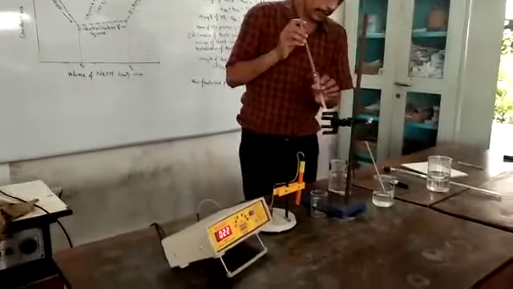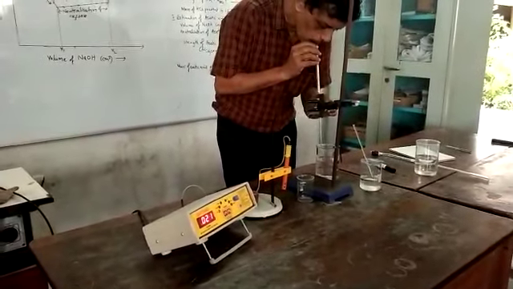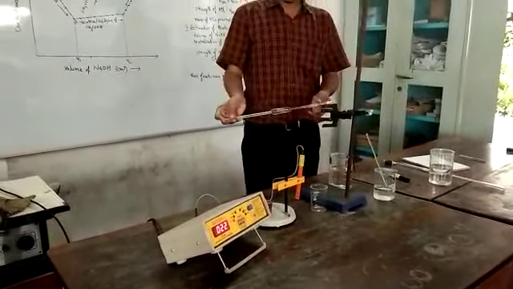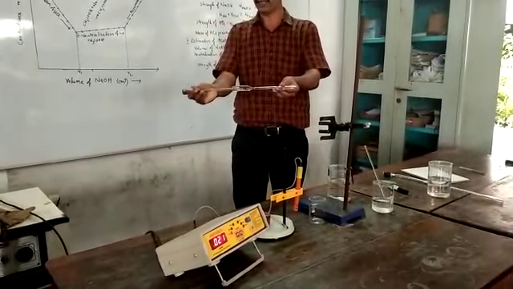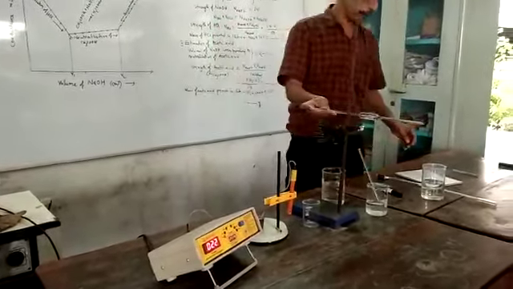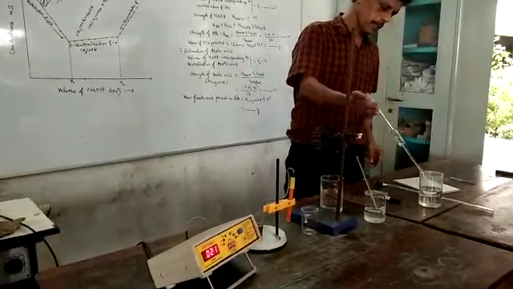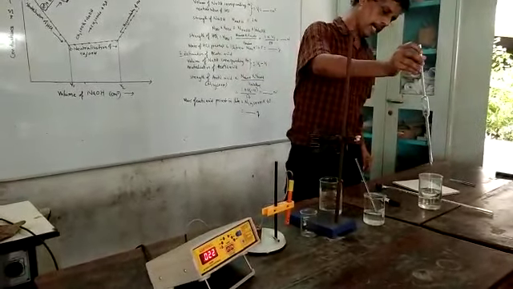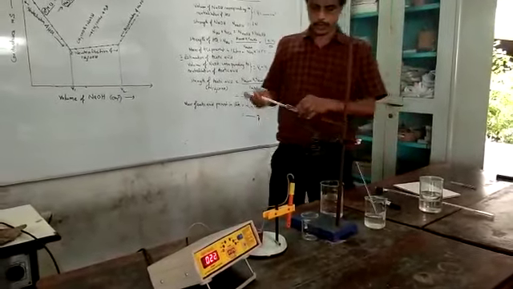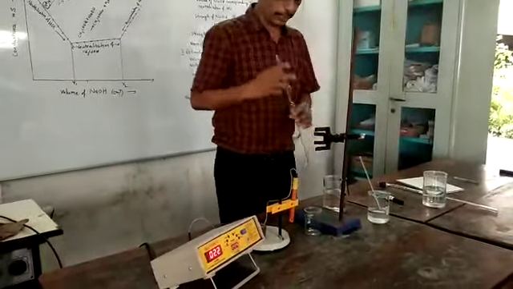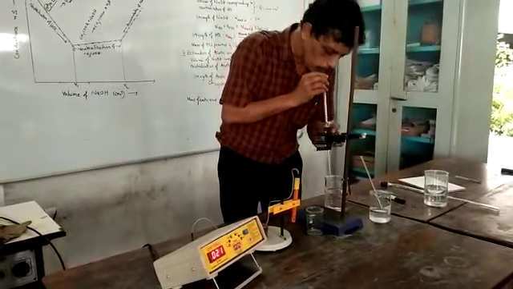First, we will rinse the pipette with the acid mixture solution. The acid mixture contains a mixture of acetic acid and HCl, about 0.1 normal strength. So, I have rinsed it. I will take 50 ml of this acid mixture into the beaker.